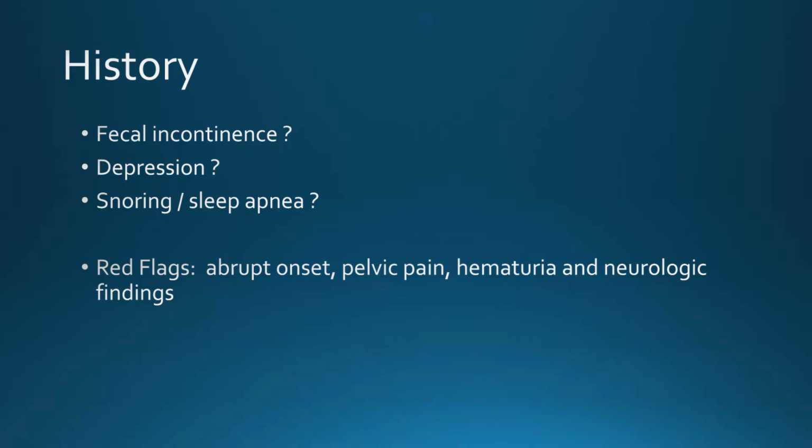The red flags are abrupt onset of urinary incontinence. If you have any level of pain, back pain, or pelvic pain, that's an important consideration for a red flag. If you see blood in the urine that wasn't caused by beets, any neurologic findings like numbness, motor weakness, those are all red flags associated with urinary incontinence.